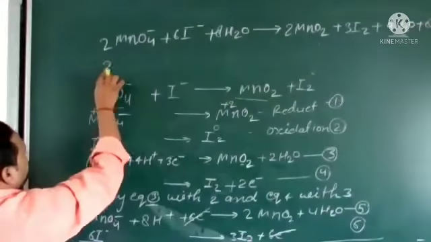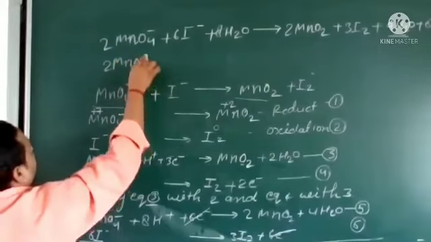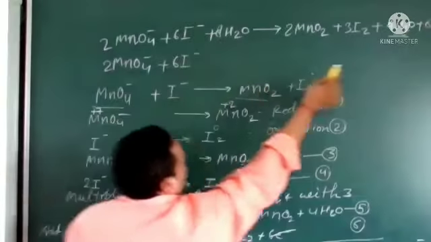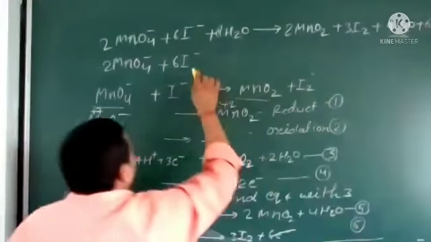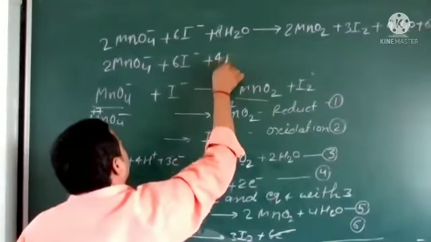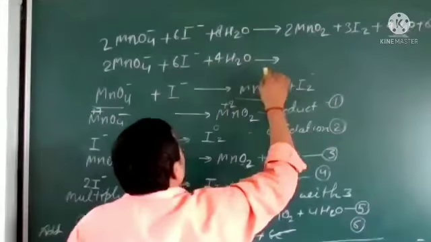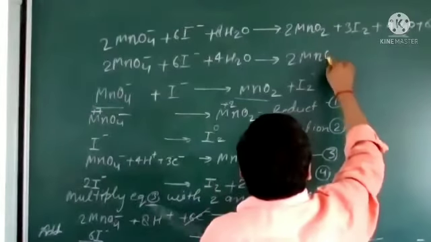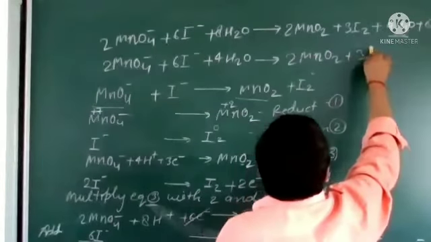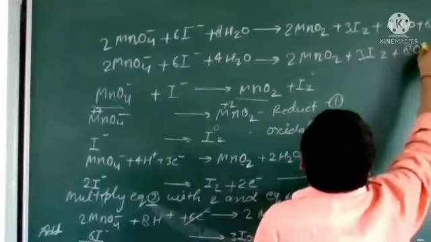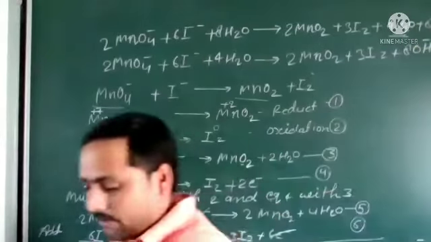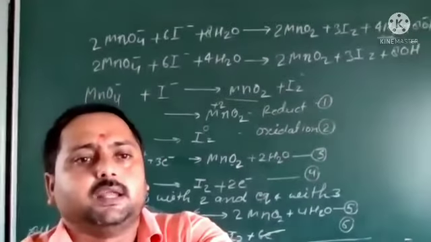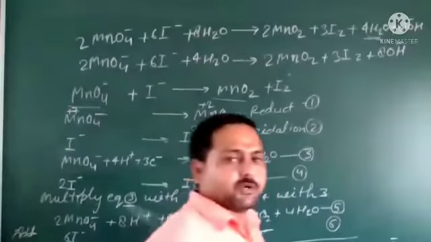So we write 2 MnO4 minus plus 6I minus plus, from 8 we subtract 4, so 4H2O gives out 2 MnO2 plus 3I2 plus 8OH minus. So this is the balanced ionic equation. You can see clearly here.